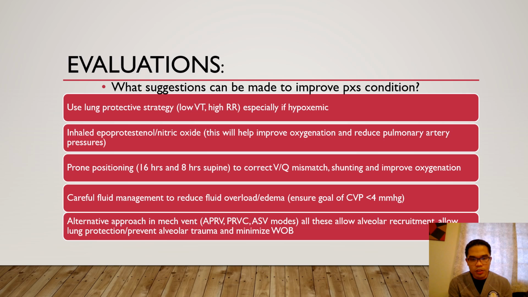And then with the modes, APRV usually gives two sets of spontaneous breath or CPAP levels, and it is specifically indicated for ARDS since the two levels of CPAP would help improve oxygenation, treat refractory hypoxemia, and stabilize collapsed alveoli. While the ASV mode provides the lowest possible peak pressures, or PIP, with a guaranteed tidal volume, and facilitates weaning.